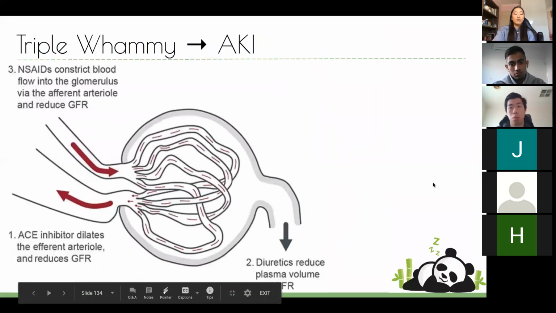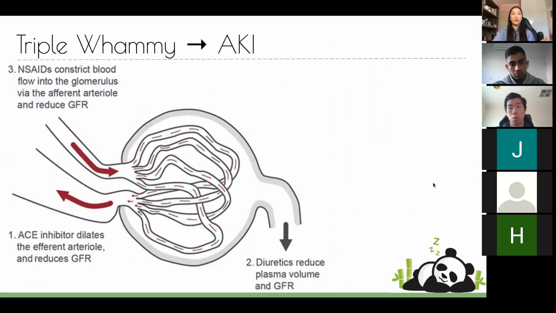Okay, the most important one that you probably have to know AKI-wise is triple whammy, right? Kevin talked about this in terms of pharmacokinetics, I guess. But the idea is that you have ACE inhibitors, you have NSAIDs, you have diuretics, and they are 3 very common medications. But the combination of all 3 together can cause hypoperfusion and therefore AKI.